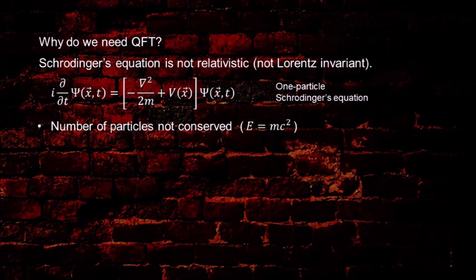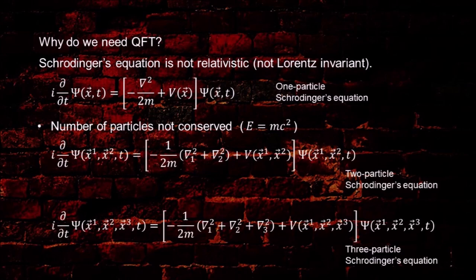First, we know from observation that the number of particles in nature is not conserved. This is a consequence of the mass-energy relation E equals mc squared. Schrödinger's equation, in its conventional form, is not equipped to deal with this fact because, in order to use it, we must specify the number of particles beforehand. But there is no mechanism within this formalism that takes changes in particle numbers into account. We must write a new Schrödinger's equation each time we increase or decrease the number of particles.